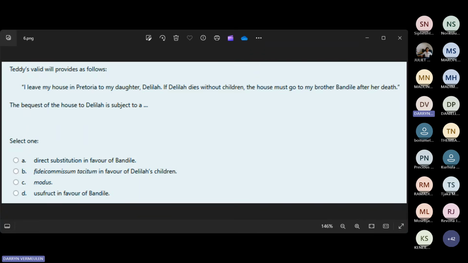Kay Rakati, you've got your hand up. I was saying I think the answer is B, because the testator gives to a first legatee with a provision that on a future event, the property must then go to a secondary beneficiary. That is why I classified that answer. All right, I like it. Who else wants to try?